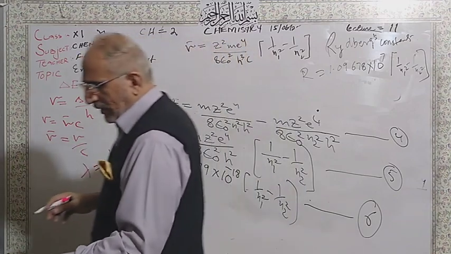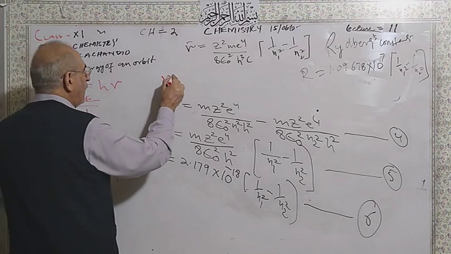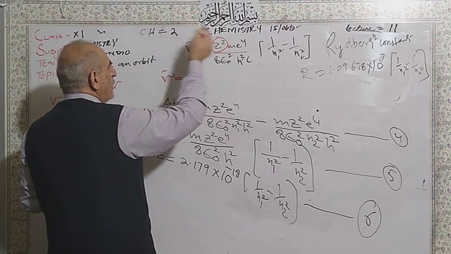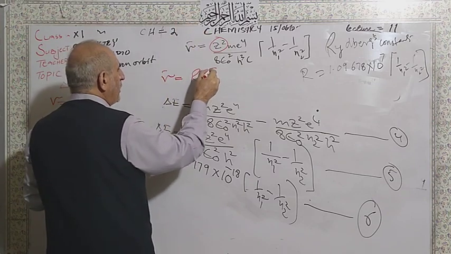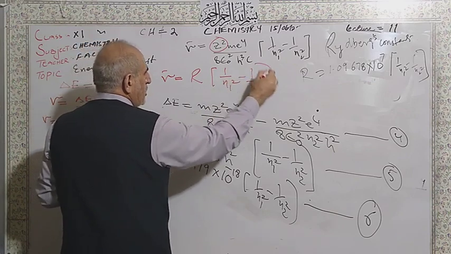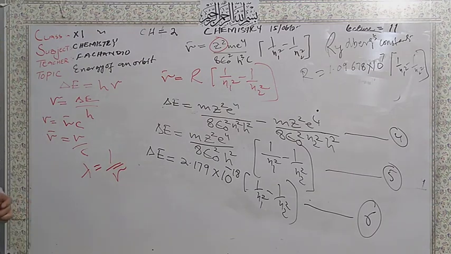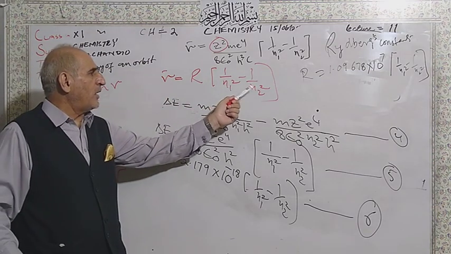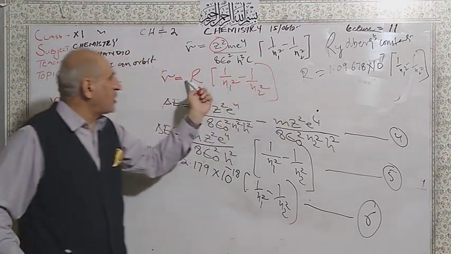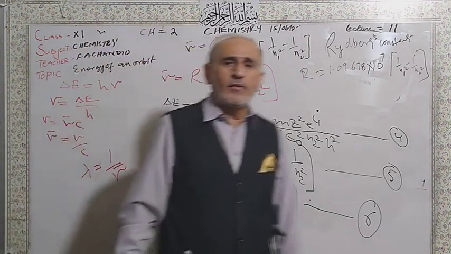So, dear friends, if you want to calculate the value of wave number, then it will be R times (1 over n1 squared minus 1 over n2 squared) for hydrogen. This is the formula. If you know the values of n1 and n2, and R is the Rydberg constant, put in this value and you will be able to calculate the wave number for hydrogen.